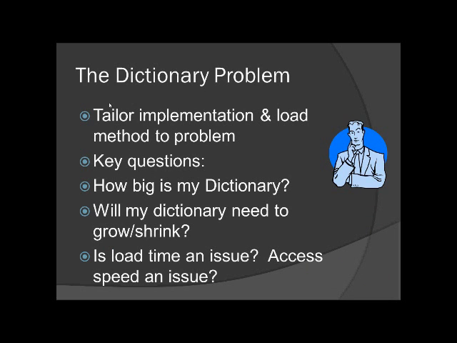Essentially, the overall idea is to tailor your implementation and your load method to your problem. You can ask your key questions like, how big is my dictionary? Will my dictionary need to grow and shrink? Is load time an issue? Is access speed an issue? Look at these and figure out what data structure implementation for your dictionary will be best and what load method will be best.